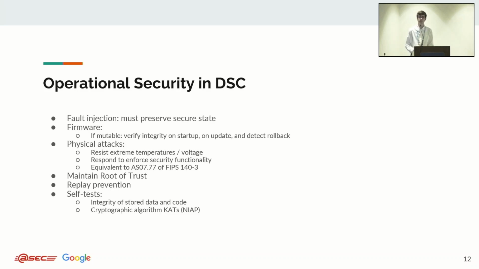There are some other smaller requirements. For example, the DSC must maintain some kind of root of trust for confidentiality or maybe for attestation purposes. It needs to implement prevention of replay attacks for authentication. And of course, if you are validating on the NIAP, you will have self-tests for the cryptographic algorithms, as well as an integrity test on the code and the data that's part of your DSC. These requirements are very similar to FIPS, the self-tests, and the physical security requirements.